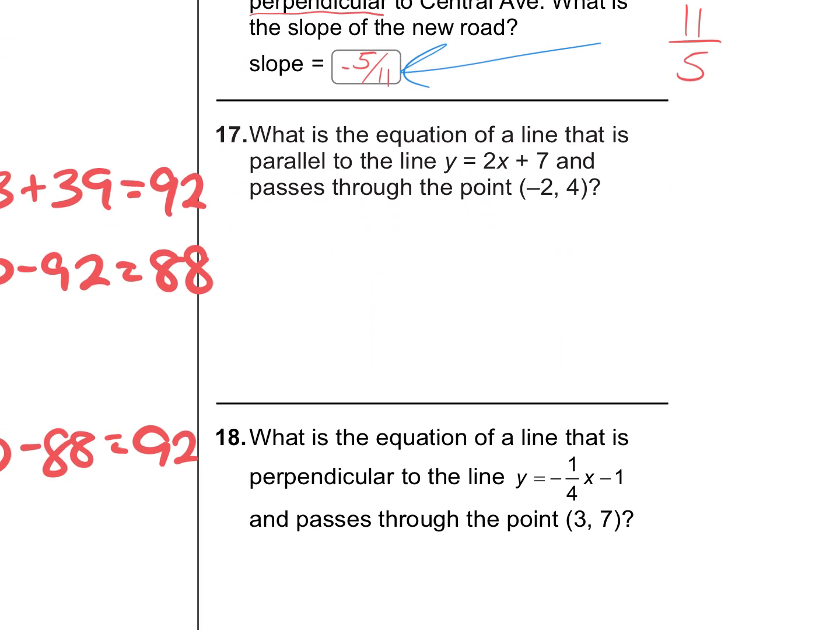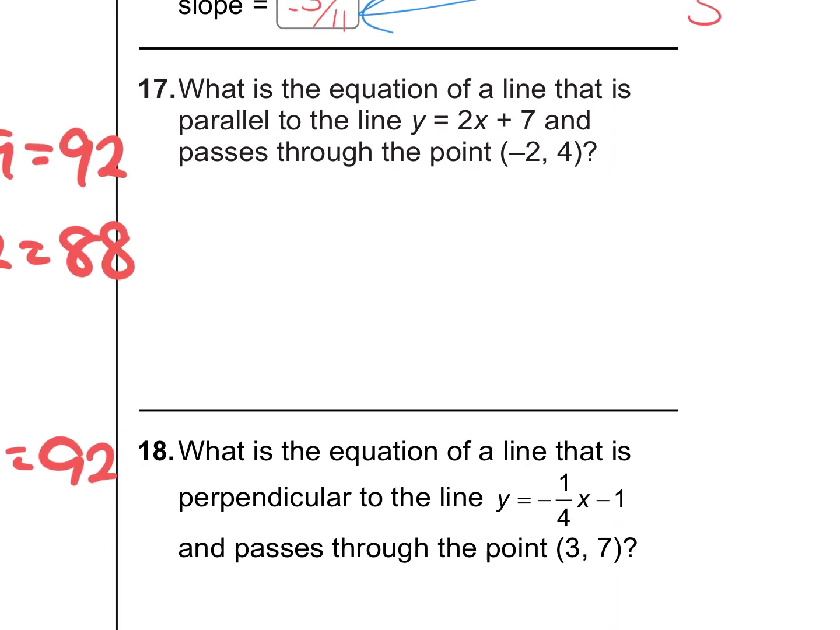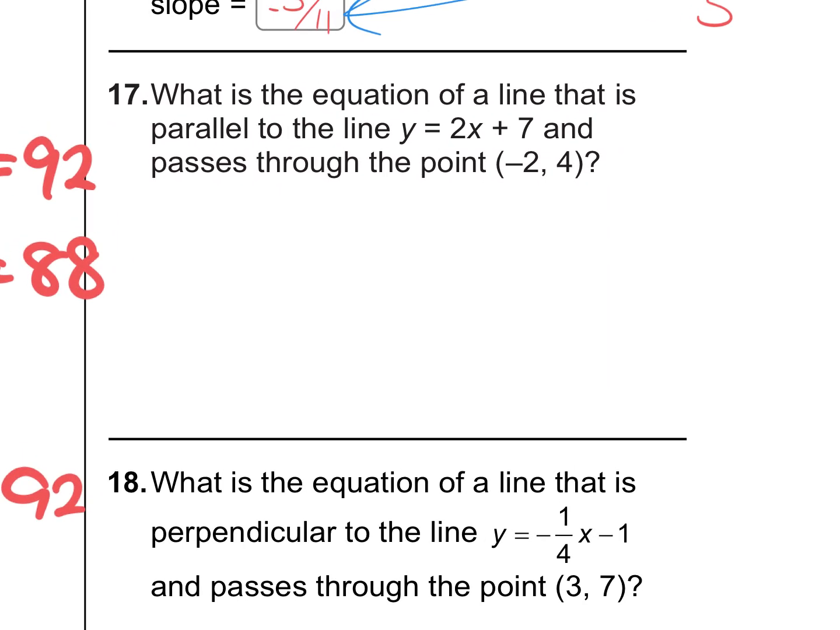All right, 17 and 18, make sure we read directions carefully so we know which one we're looking for. On 17 it says, what is the equation of a line that is parallel to the line y equals 2x plus 7 and passes through the point negative 2, 4? What do I care about in that sentence? Parallel. What else do I care about? Your 2 points in your equation. What do I want from it? Yep, I want the slope. What's the slope? 2. Yep.